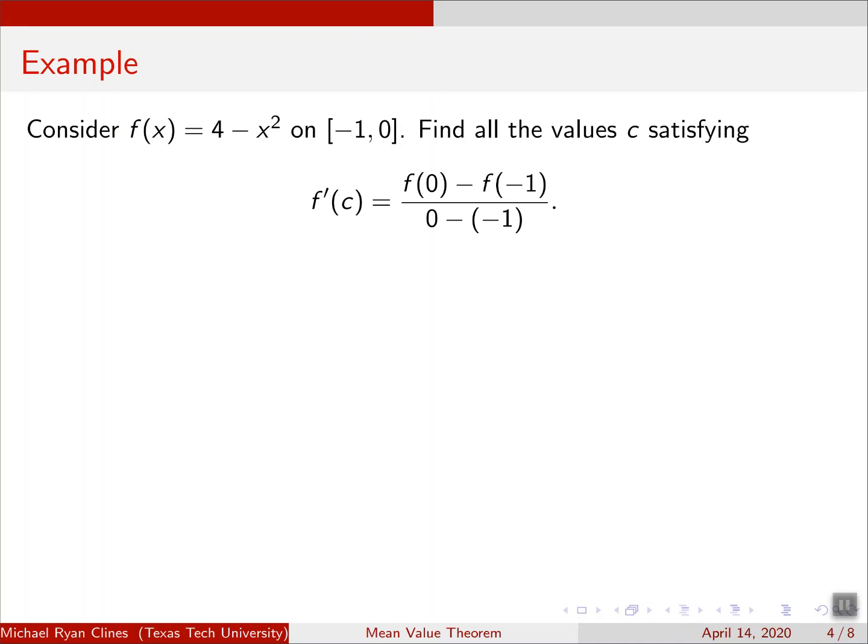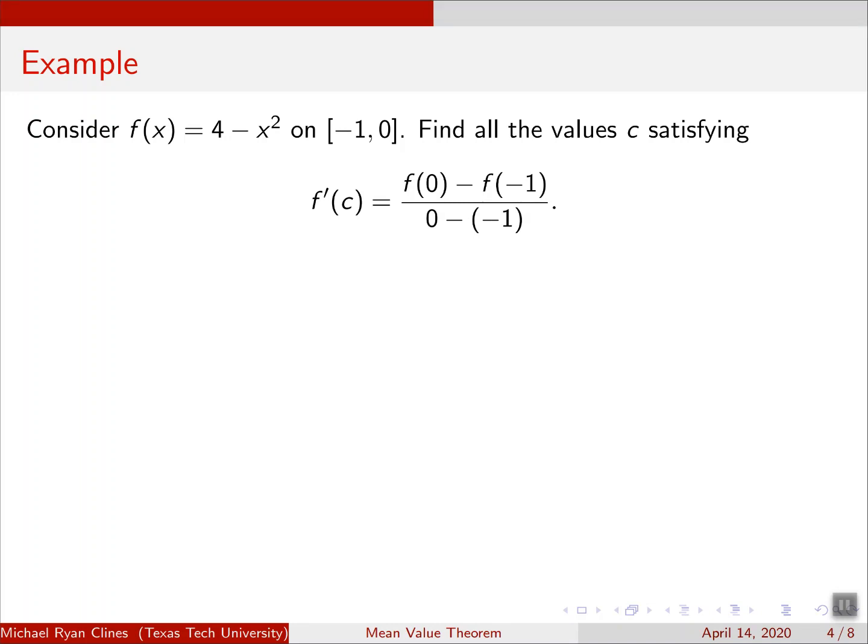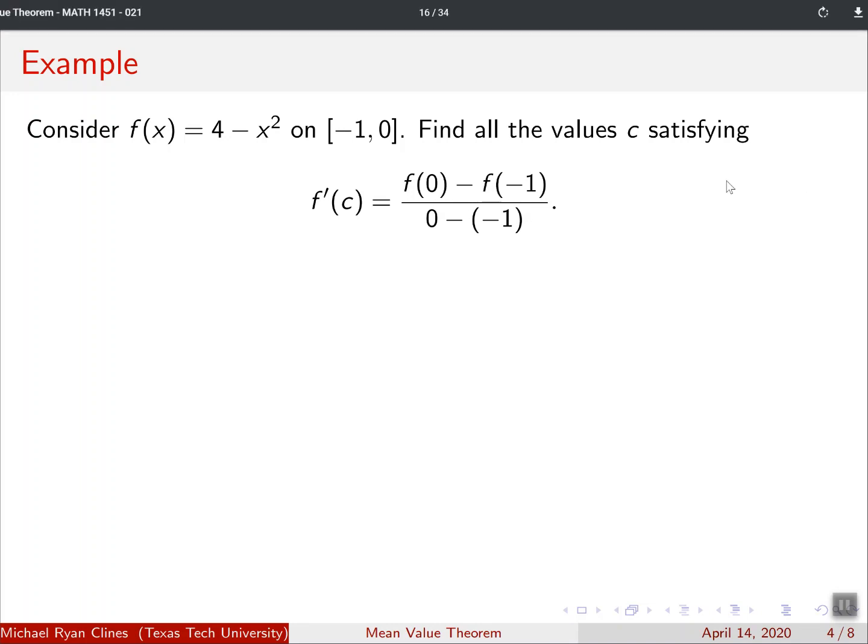Consider this function, f of x is equal to 4 minus x squared on the interval -1 to 0. Find all the values c satisfying f prime of c equal to f of 0 minus f of -1 divided by 0 minus -1. Well, if you recognize, on our interval, a is -1, b is 0, so f of 0 is f of b, f of -1 is f of a. So this is the exact setup of the mean value theorem. It's just already punched in the numbers for us.